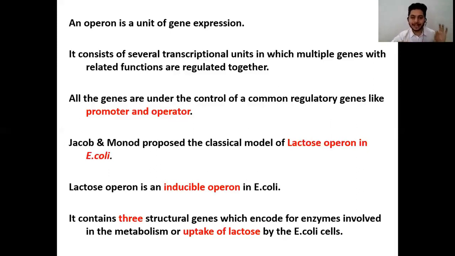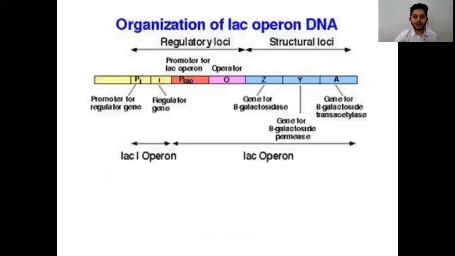These enzymes are going to play a very important role in the uptake of lactose by the E. coli cells. So how are the E. coli cells going to grow on lactose medium? By expressing these three structural genes. Once these three structural genes are expressed, their corresponding enzymes will be produced, and these enzymes will help in the metabolism or uptake of lactose by the E. coli cells.